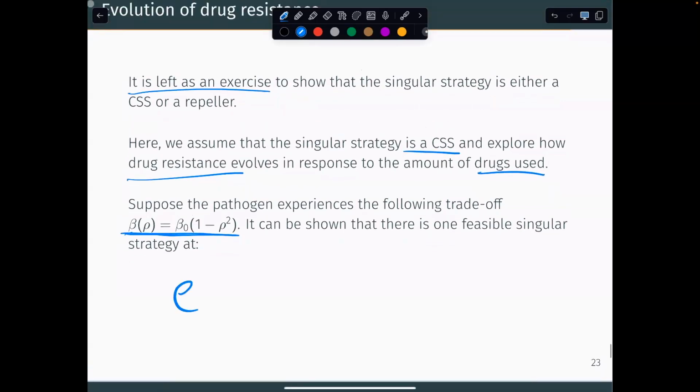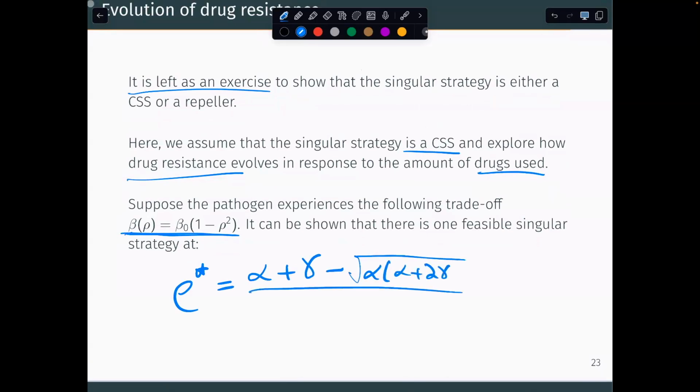If you do that, you end up with quadratic solutions for your singular strategy, but only one of these is biologically realistic. We end up with alpha plus gamma minus the square root of alpha times alpha plus 2 gamma, all over gamma, as our singular strategy for rho. We're assuming this is a CSS, and we can show it's a CSS with this trade-off. We're skipping over that now because we've done quite a lot of that, and I want to focus on quantitative outcomes. This is our optimal level of drug resistance.